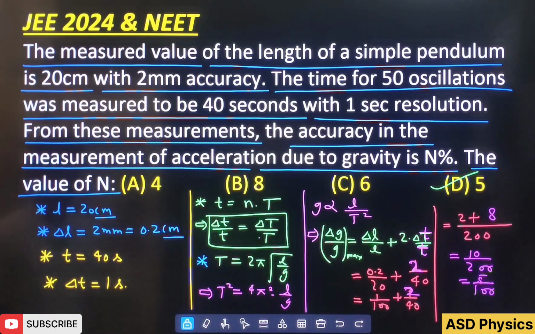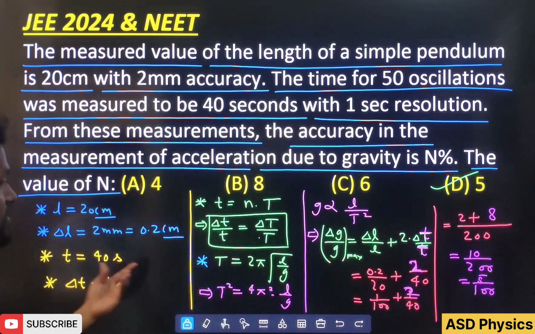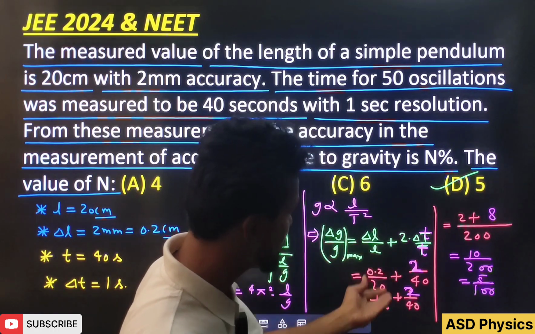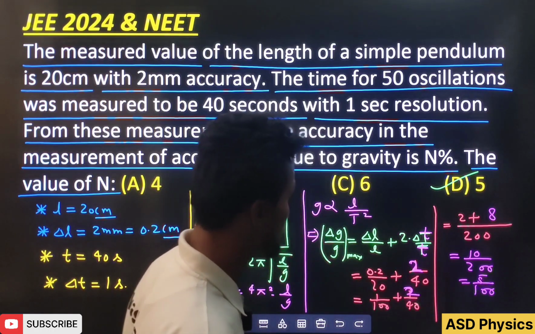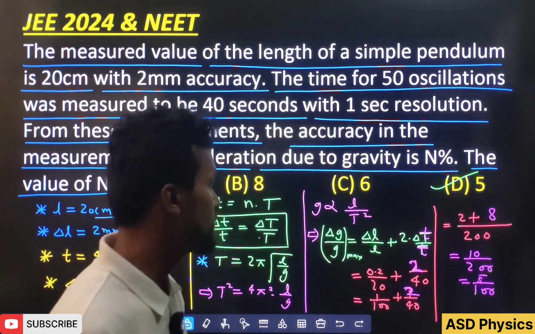So now 2 into delta T, how much is there? 1 second revolution. So 2 into 1, and T is 40. That means we have got here 2 by 40. Now this has become, decimal removed, 1 by 100 plus 2 by 40. LCM, how much have we taken? We have taken here the 200.